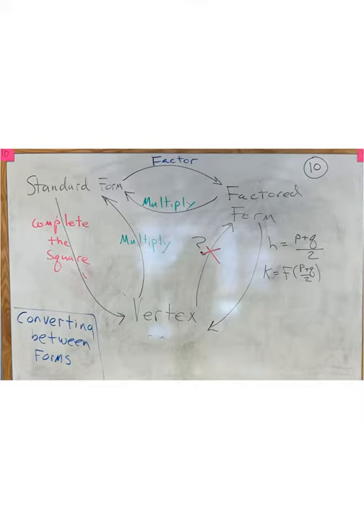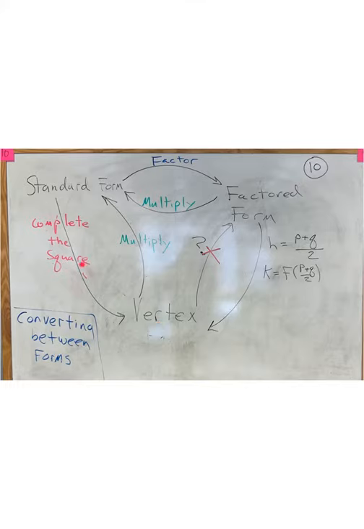So here is a diagram on how to convert between forms. This actually goes on number 10. If you've got standard form and you want to get to factored form, you have to factor, which we've seen how to do. It's kind of involved. But going from factored form to standard form is easy. You just multiply. Same thing from vertex form to standard form, you just multiply it out. It's not that hard at all.